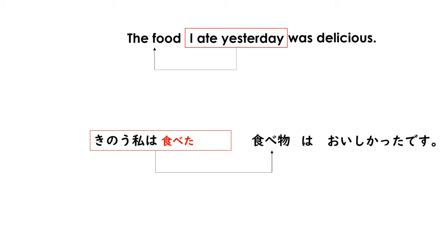Rule number 3, particle は in the relative clause becomes が. The whole sentence reads, 昨日私が食べた食べ物は美味しかったです. That means the food I ate yesterday was delicious.